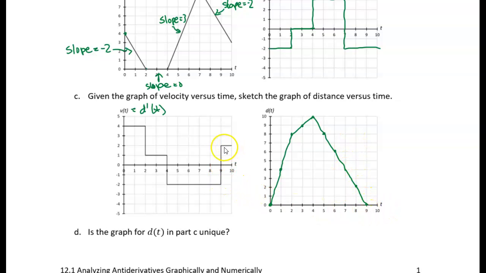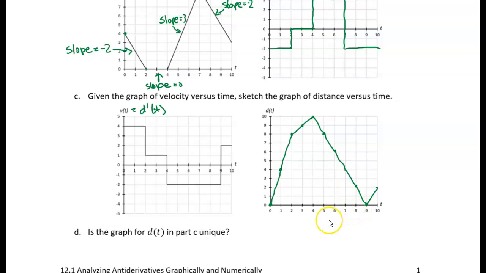And then suddenly in the last second, I've changed course, and now I'm traveling in the positive direction. The displacement is going at 2 units per second, or 2 units per unit of time. So my slope is a positive 2 here, over that last second. All right, so there is a graph of distance versus time.